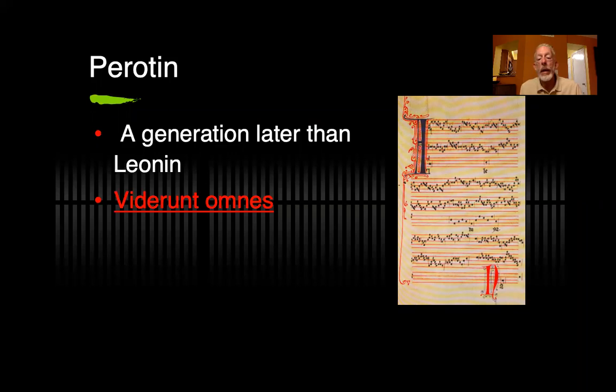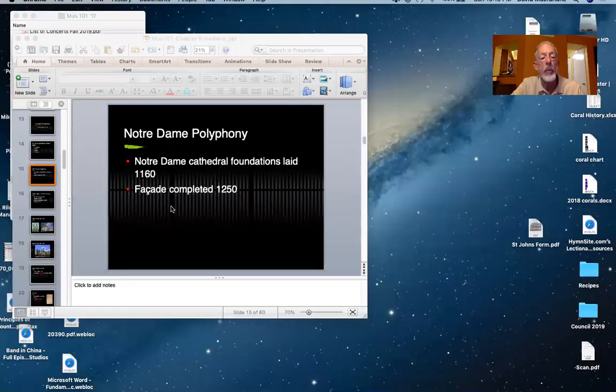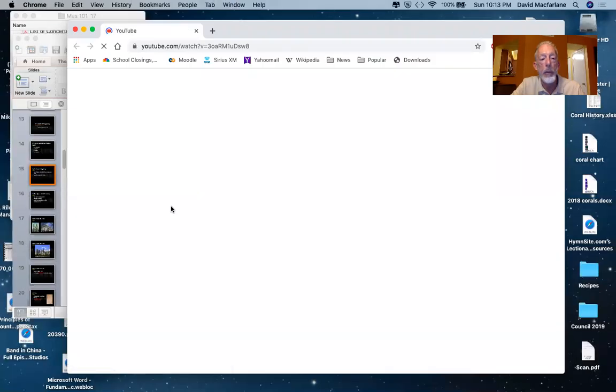This wouldn't be an entire Gregorian chant, or it would take hours to get through it. They would just take small sections of the chant to do this. So here's Perotin's version of the same chant.